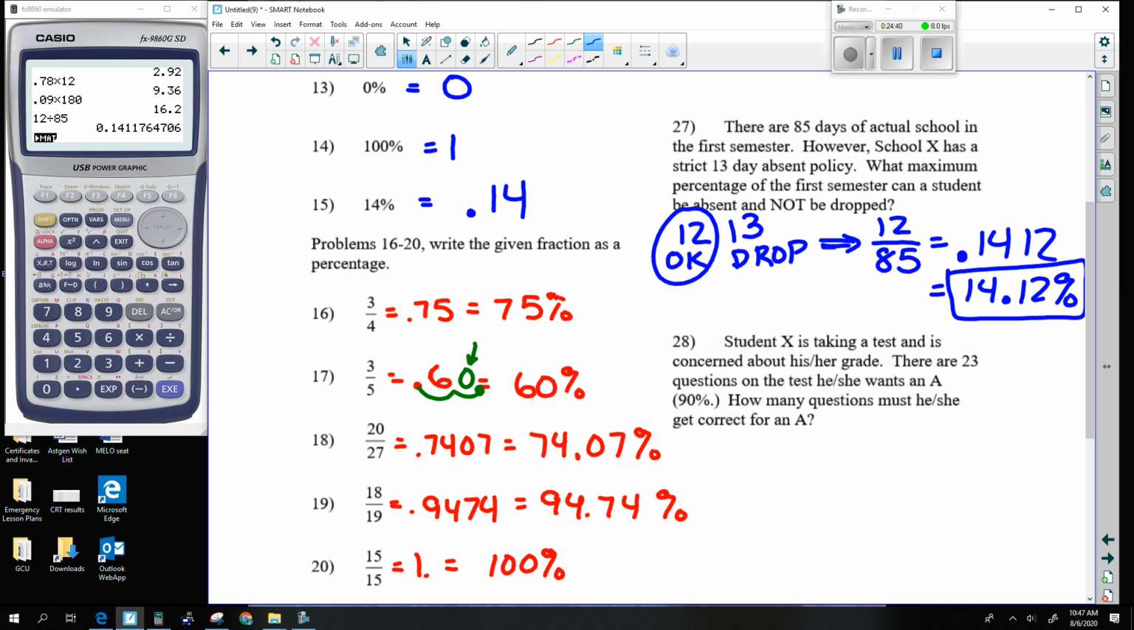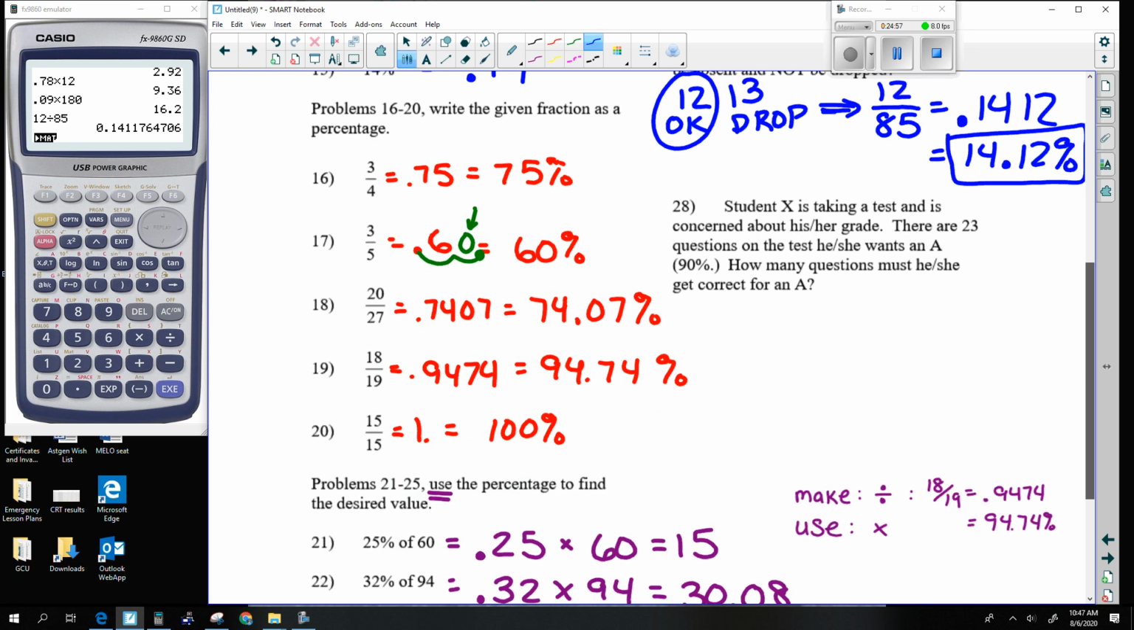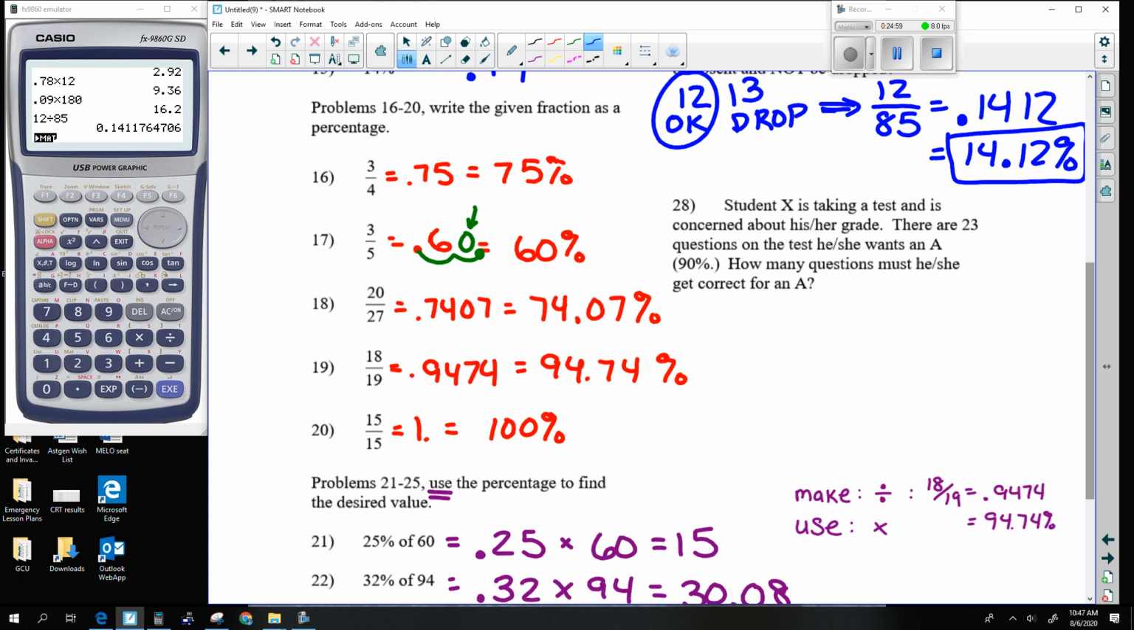Student X is taking a test and is concerned about his or her grade. There are 23 questions on the test. He or she wants an A, a 90%. How many questions must he or she get correct for an A? So, wants to get a 90%. There's 23 questions. So that means we need to get 90% of those 23 questions.